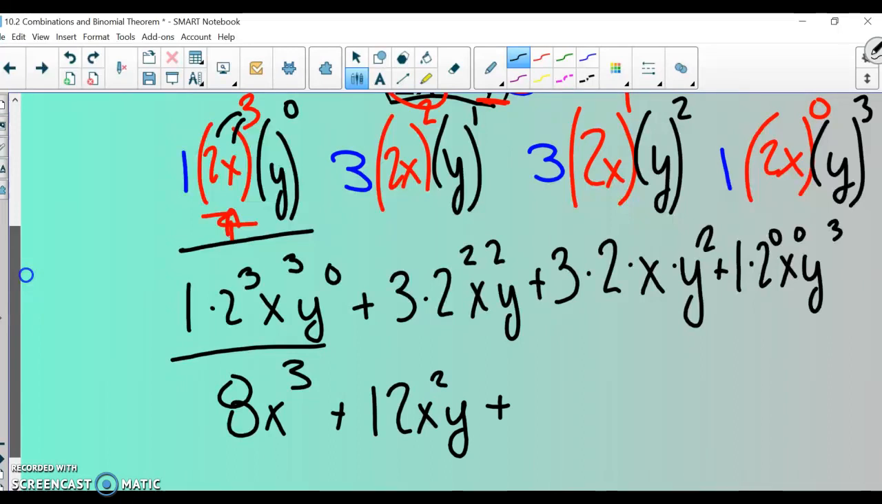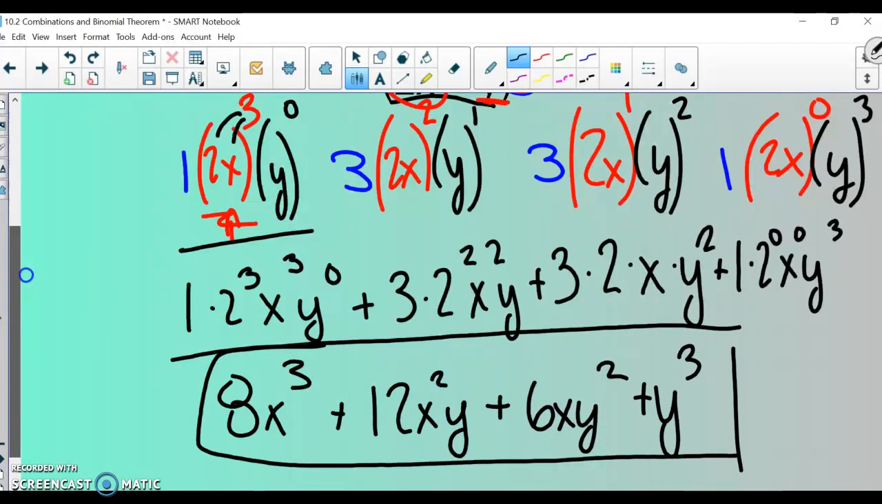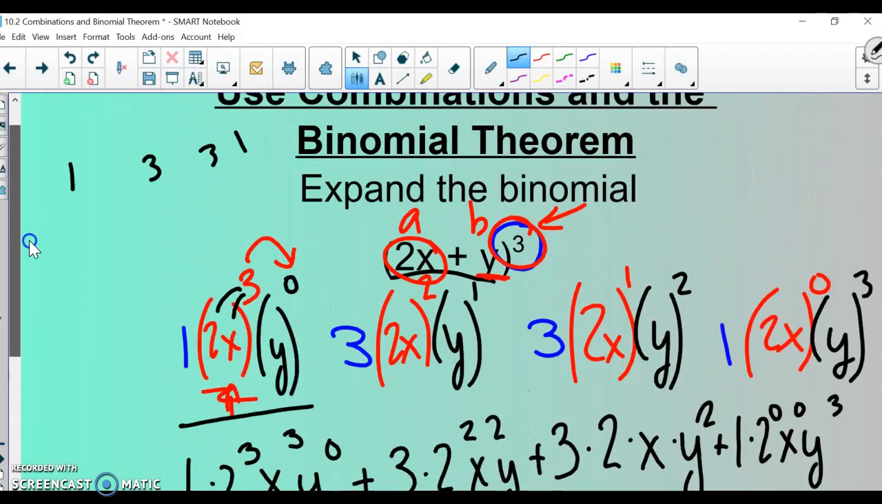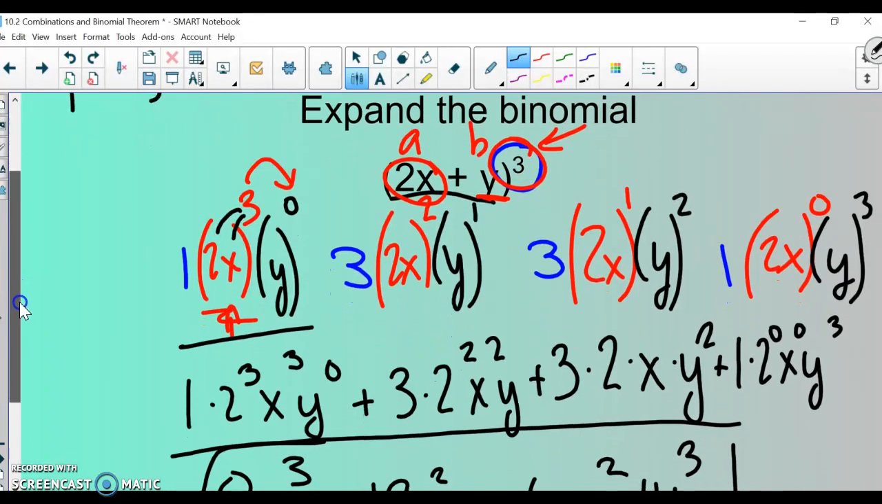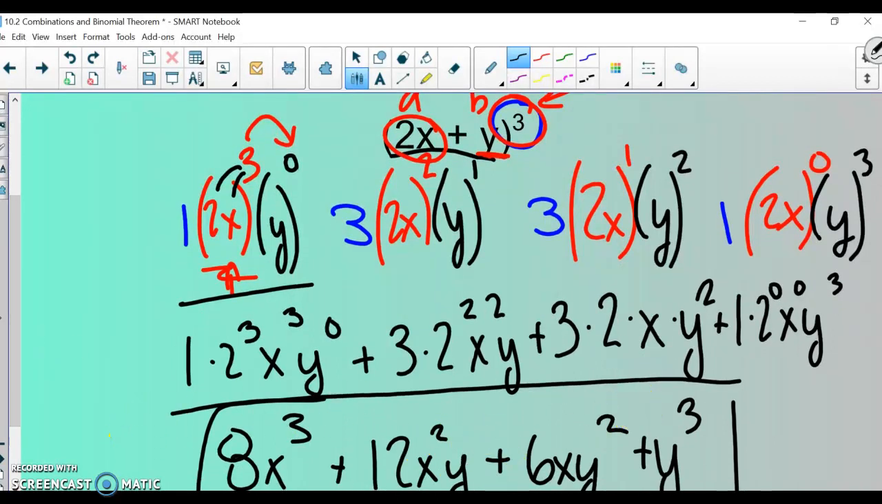My next one will be 6xy squared. And then my last one here, remember, 2 to the 0th power is just going to be 1, as is x to the 0th. So I just end up with a whole bunch of 1s times y to the third, which would just be y to the third. This right here is my answer. That is the correct expansion of 2x plus y taken to the third power. If we were to do that the long way, write it out, 2x plus y times 2x plus y times 2x plus y, this is what we should end up getting.